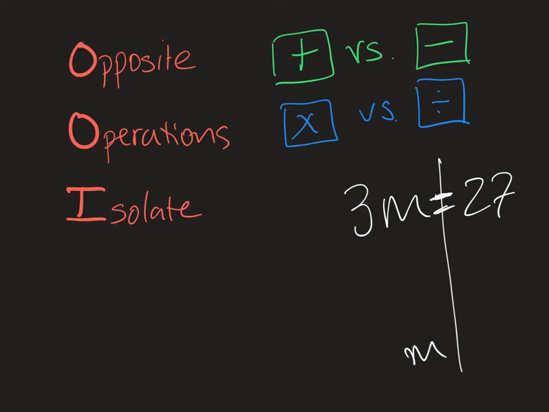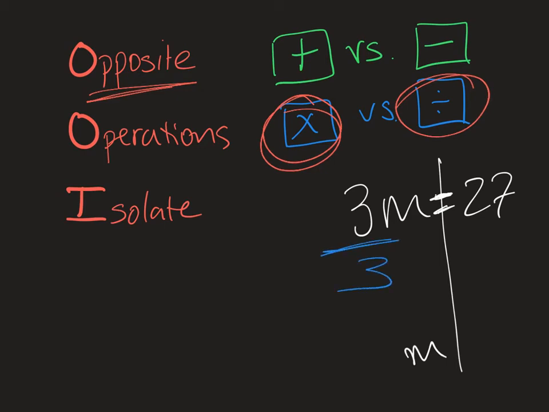What I'm seeing here first is that 3 times m is equal to 27. In order to get m by itself, I have to eliminate this 3 times the m. So I'm thinking, okay, multiply. What's the opposite of multiply? It's divide. So now I'm going to divide by 3 here, because when I take 3 divided by 3, that's going to cancel this part out. It's leaving me with 1m, and that's exactly what I want. I want an isolated m. So I'm canceling out the multiplication of 3 by dividing by 3. I'm helping myself isolate by using opposite operations.